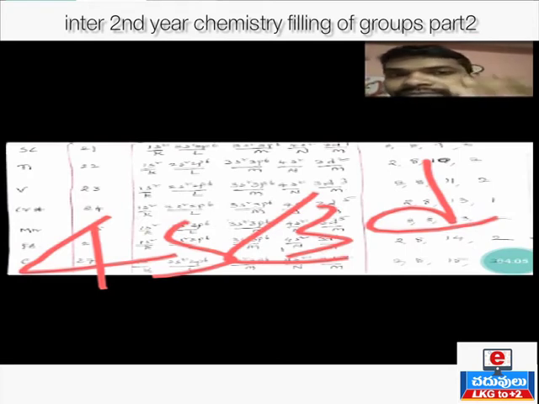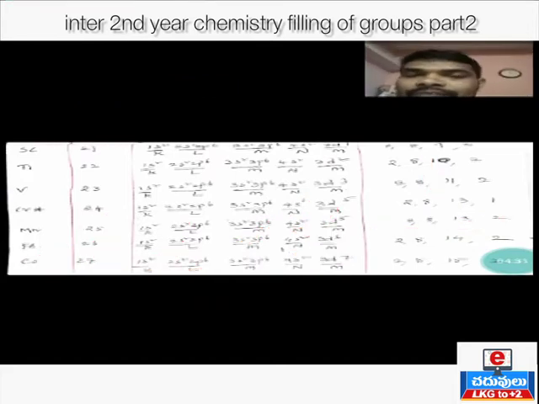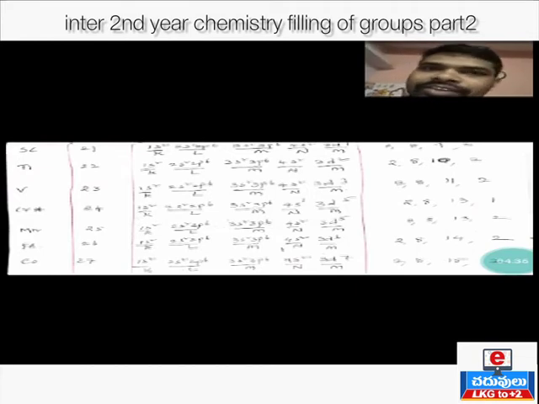Here the total number of electrons arranged in various atomic orbitals must be equal to the atomic number. 1s has 2 electrons, 2 plus 2 is 4, 4 plus 6 is 10, 10 plus 2 is 12, 12 plus 6 is 18, 18 plus 2 is 20, 20 plus 1 is 21. So the total number of electrons arranged in various atomic orbitals is equal to the atomic number. Clear? After writing the electronic configuration, make sure that the number of electrons arranged in various atomic orbitals is equal to the atomic number.